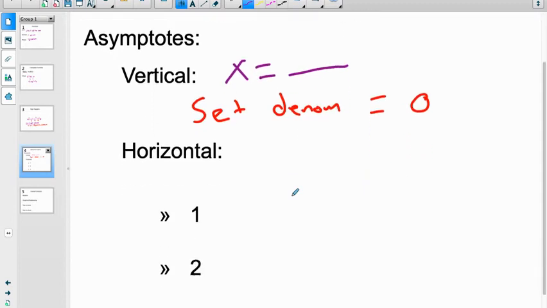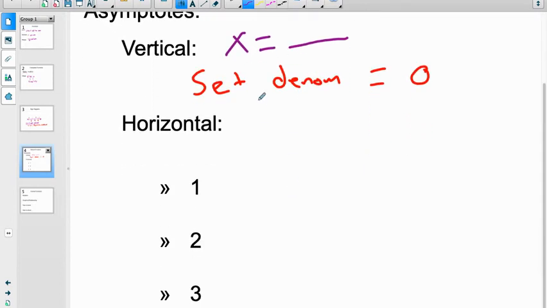For your horizontal asymptotes, though, you have a couple of options. So first option is if the degree of the numerator is less than the degree of the denominator. Your other options are if the degree of the denominator is less than the numerator, or if they're equal. So three options depending on the degree of the numerator or denominator.